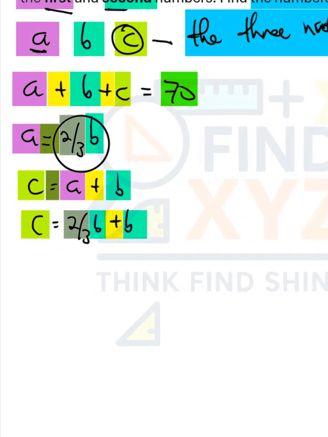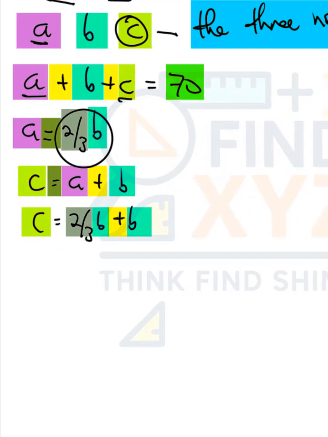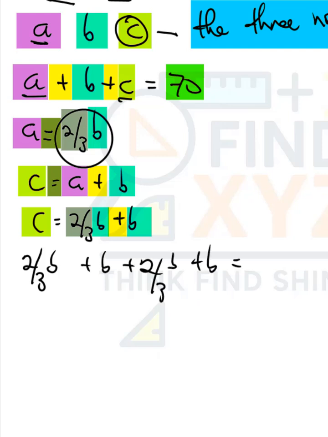Then we can substitute this and that so that everything will be in terms of B. So let's do that. What is A? A is 2/3 of B. And what is C? C is 2/3 of B plus B. This is equal to 70. So we have been able to write all in terms of B. Now we have 2/3 of B, we have B, another 2/3 of B, and another B.